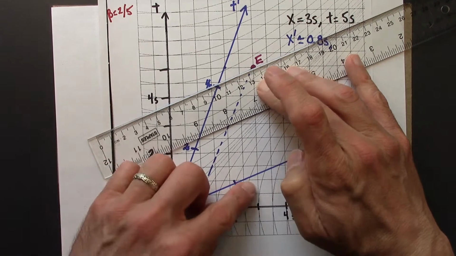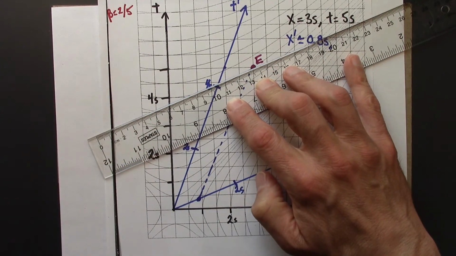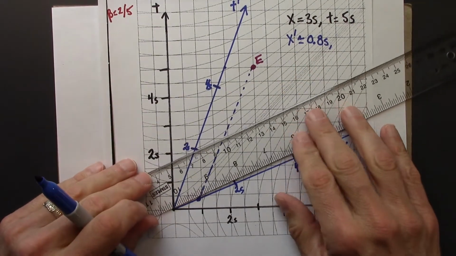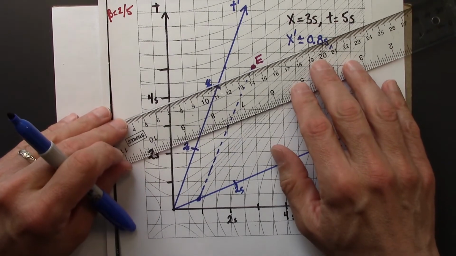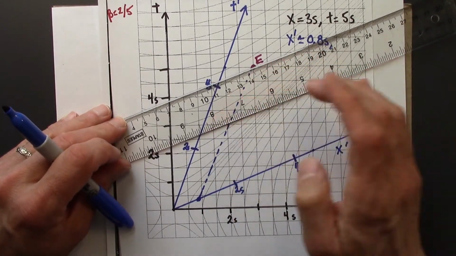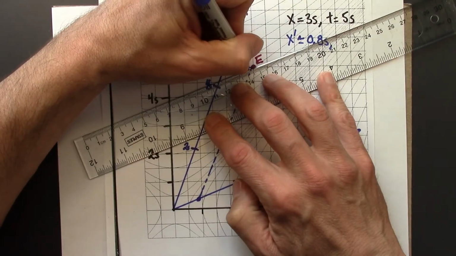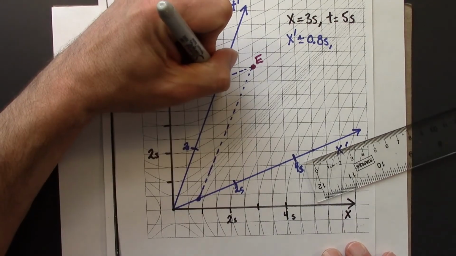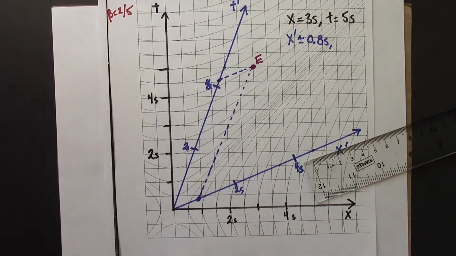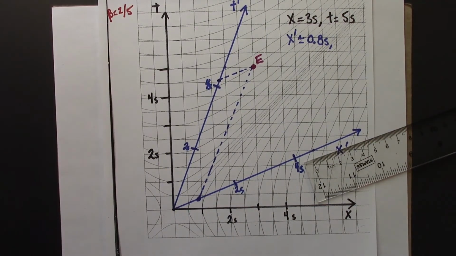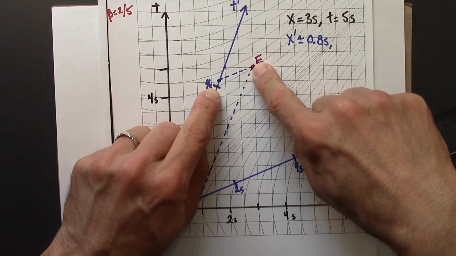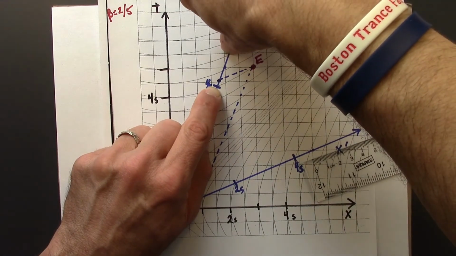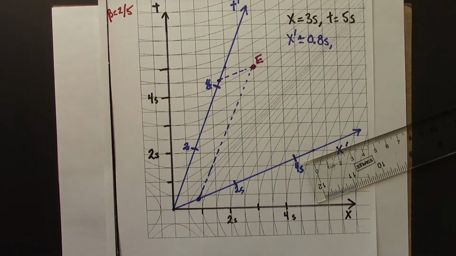So what I'm going to do is draw a line parallel to the x prime axis. Again, I'm worried I'm going to mess this up. So this tells me that that is my reading for event E, and it's between 4 and 5. Maybe we'll call that 4.2 seconds.